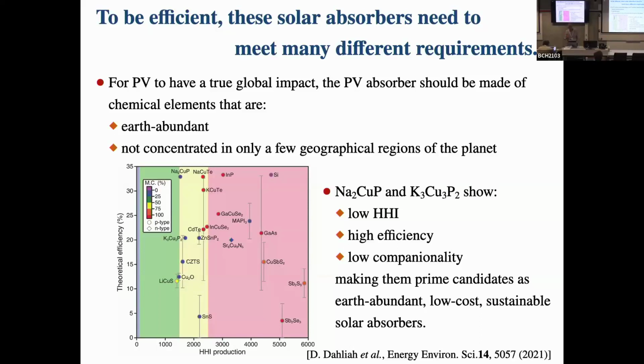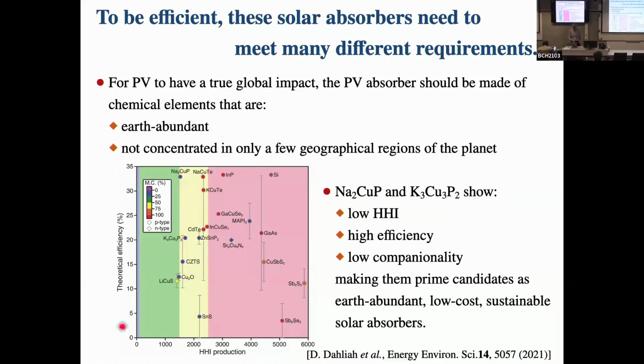Once you have that, you can take other criteria into account. You can try to make sure that the elements are earth abundant, and that they are not concentrated in a few geographical regions. If they are all produced in China, it can be a problem. There is this HHI index that indicates where the material is produced. The lower the HHI index, the better. It means that you have something that is produced all over the world.